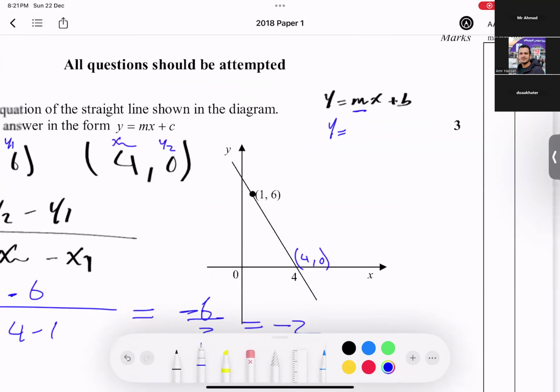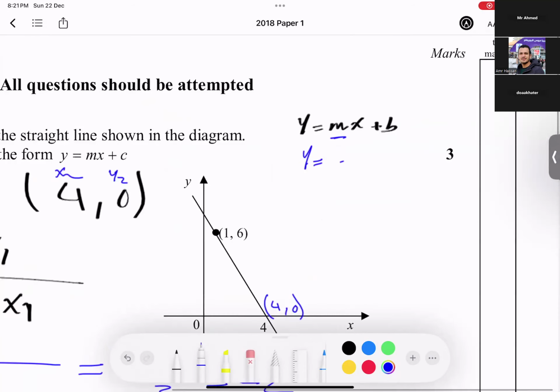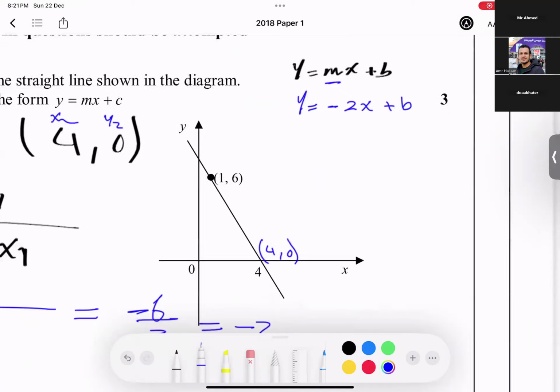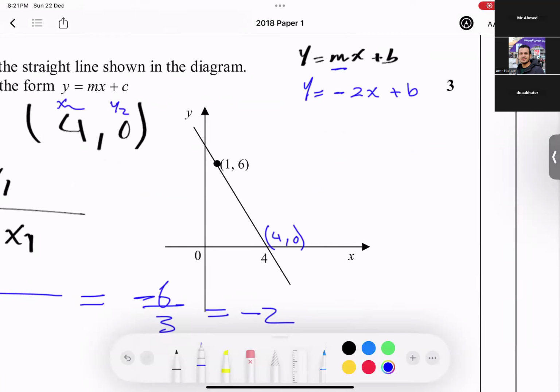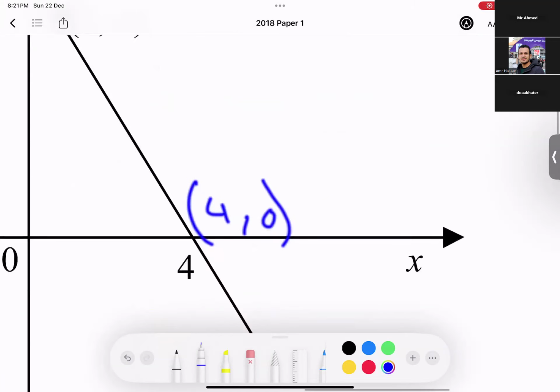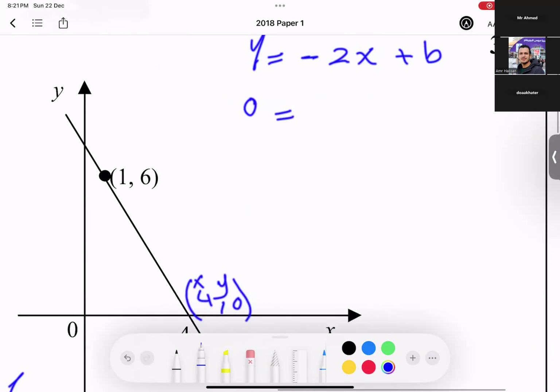So let me write y equals negative 2x plus b, right? Yeah. And right now, it's time for calculating what b stands for. If you want to get what b stands for, you need to pick any point that you want. You have a couple of points you could pick. But for me, I need to pick the x-intercept because it looks much easier, right? Yeah. Okay, so I need to pick this one. And remember that this one is x and y. So what I want to do is write 0, and this one is going to be negative 2 times 4 plus b, right? Yeah.